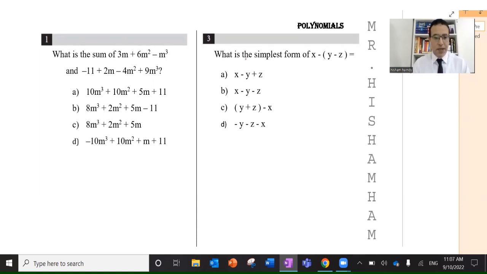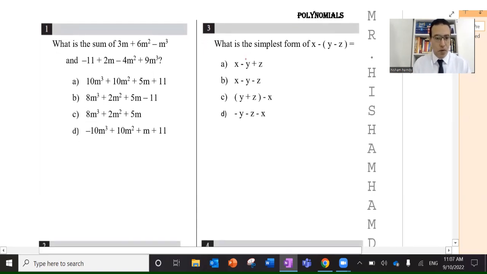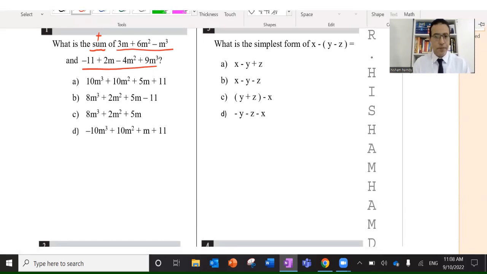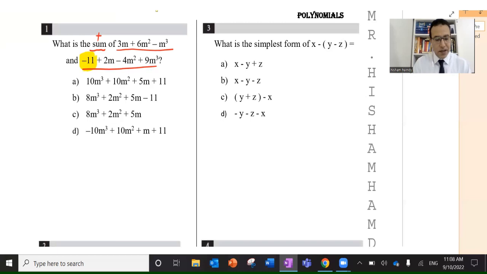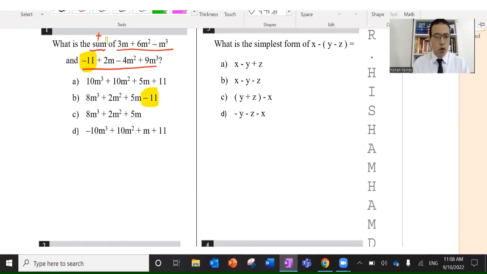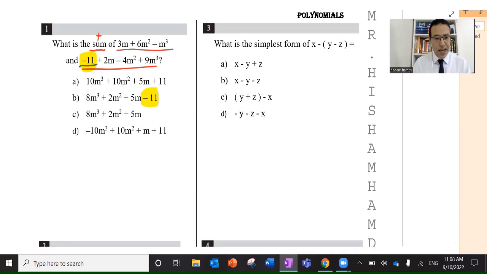For the first question here, it says, what is the sum? Sum, I know that this is addition between these 3 terms and these 4 terms. I notice that the first term of the second polynomial is negative 11, and I don't have any like terms with absolute value. So the final answer should be negative 11. With negative 11 and no like term, the answer cannot be A, cannot be D, cannot be C. Again, this is how I'm solving SAT.